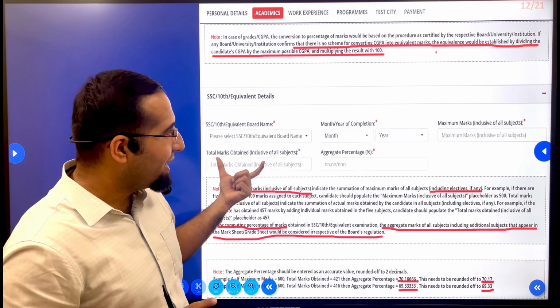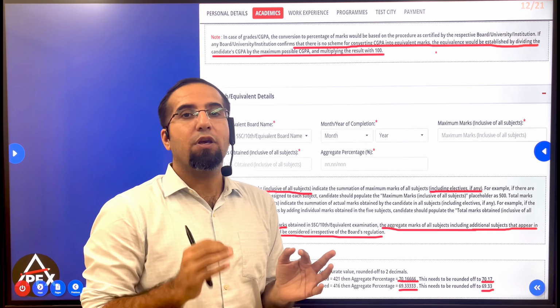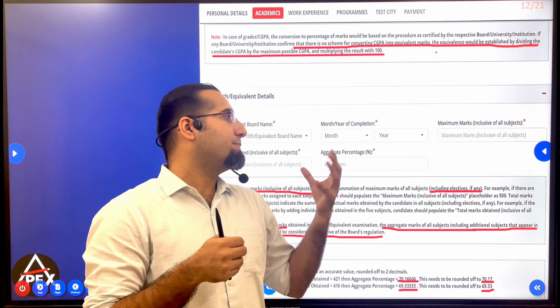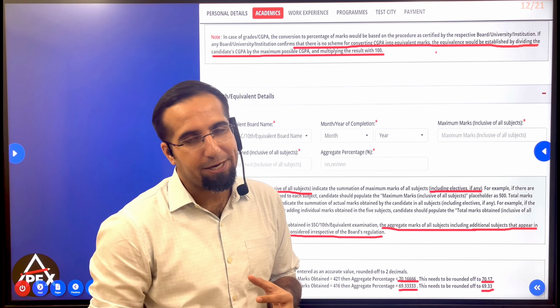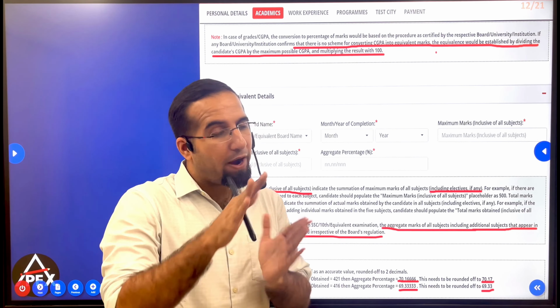And total marks obtained and aggregate percentage. Now a lot of boards give you CGPA, right? So this is also a very commonly committed mistake area. Now if you're given a CGPA, your board would have clearly specified in the certificate how you convert CGPA into percentage.